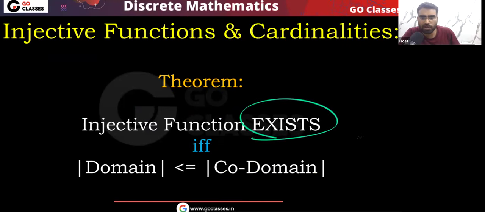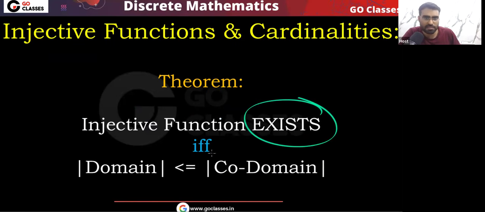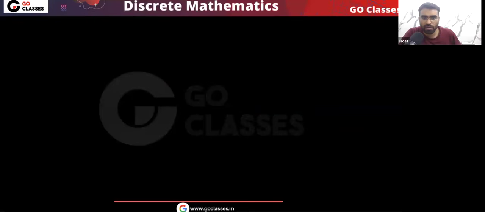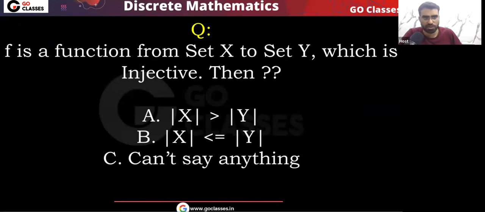So remember, we are talking about existence here. Please understand that an injective function exists if and only if domain cardinality is less than or equal to codomain cardinality. Okay, now let's move on and tell me the answer for this question. F is a function from X to Y which is injective. Now what can you say?